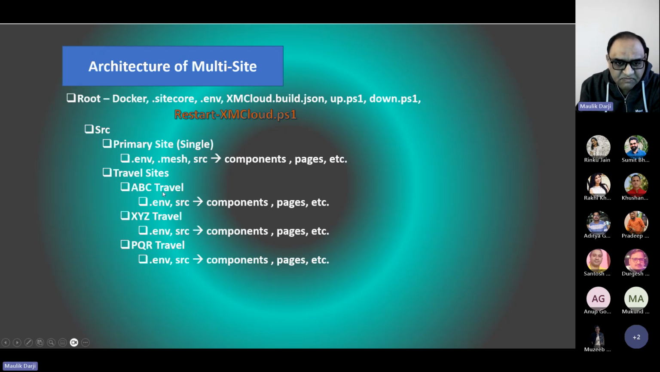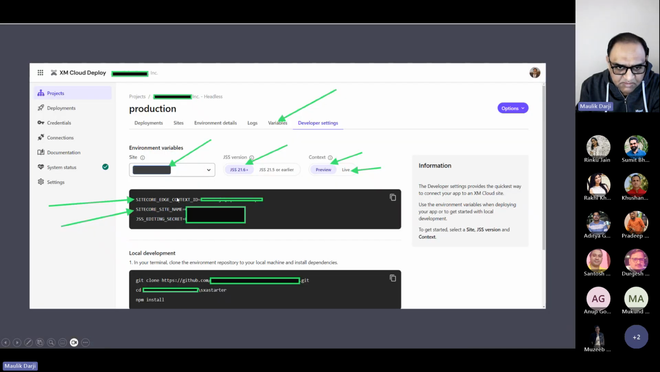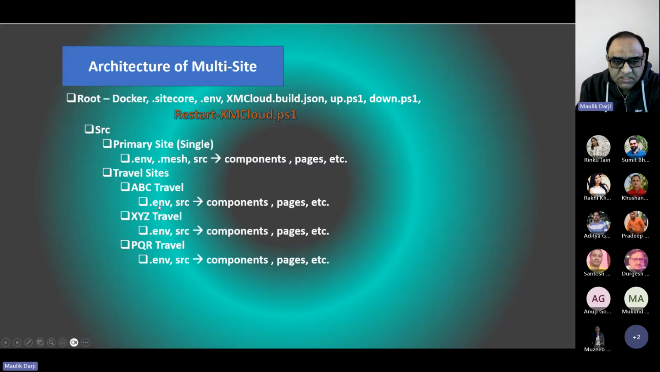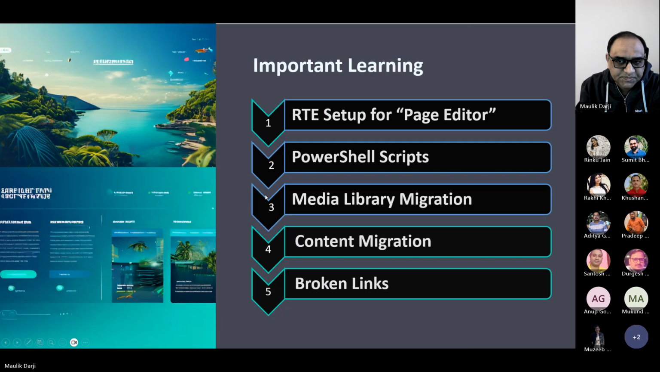Each and every website has its own .env file. I'm working on ABC Travel. I have the .env file and these parameters. You can see edge context, site name, and JSS editing secret that go into that env file. Each env file has an app name. This one has ABC Travel, XYZ Travel, and PQR Travel.